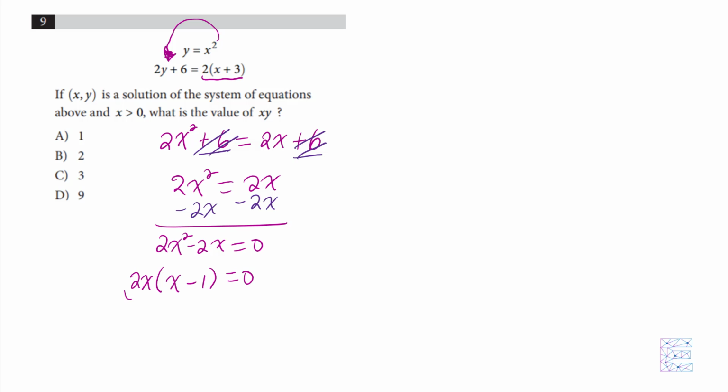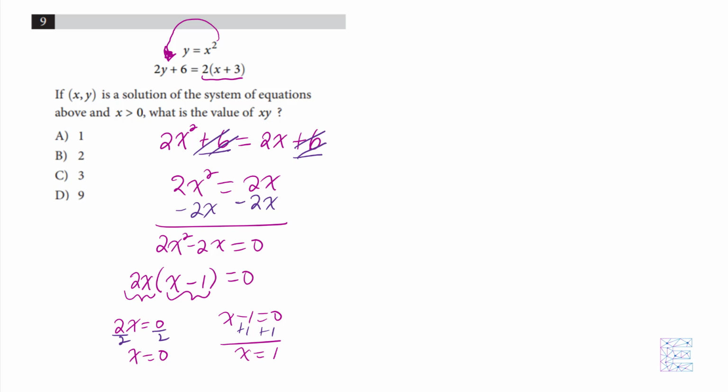Since we're solving, we have to set each of our factors equal to 0. So 2x equals 0 will be our first answer, and our second answer will come from x minus 1 equals 0. Well, for the first one, we divide both sides by 2. Therefore, x will equal 0. And for our second one, we will simply add 1 to both sides, and x ends up being positive 1.